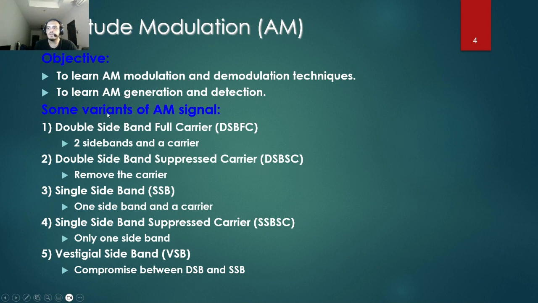The objective is to learn about modulation, modulation techniques, and AM generation and detection. Some variants are: double side band full carrier, two side bands and a carrier; double side band suppressed carrier; single side band; single side band suppressed carrier; and vestigial side band.